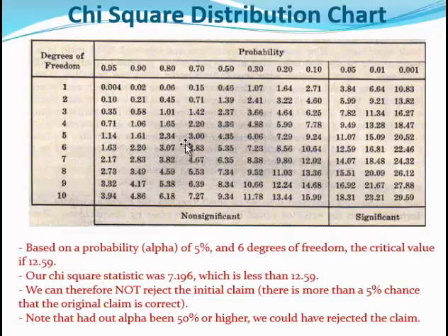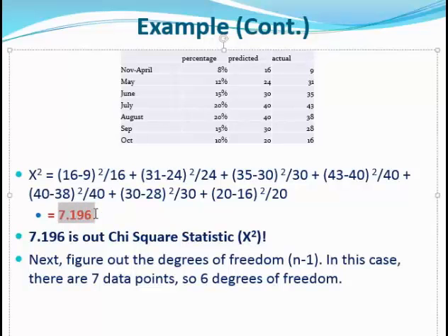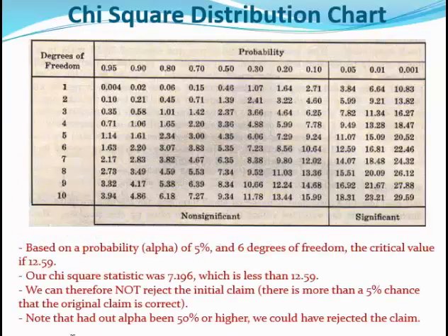So if you look in degrees of freedom, and we go across to 5%, the alpha of 5%, we get 12.59. Whereas our actual chi-square test value was about 7.2. And so therefore, we cannot reject the initial claim. We cannot reject the initial claim to a 95% certainty. There's more than a 5% chance that the initial distribution was true.